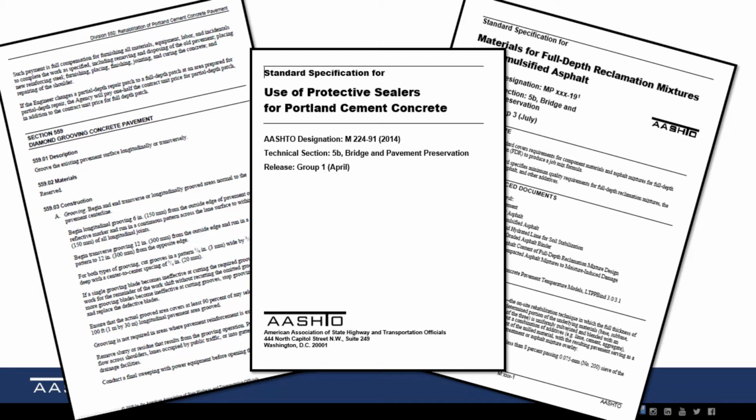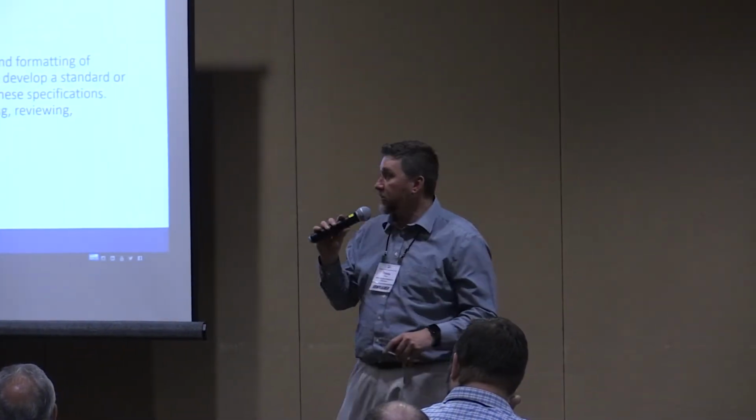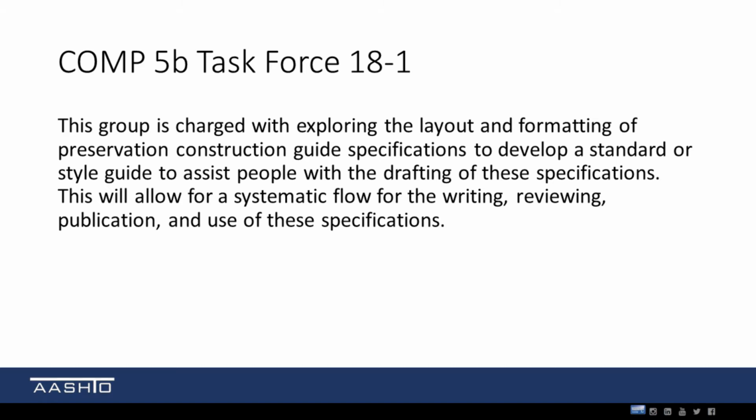As we started getting standards submitted, we found they all looked very different. Some people put it together just like the construction guide manual. Some people put it together like a materials standard. We started seeing all sorts of different things, and that in itself is a problem. How are we going to review a standard if it comes in different all the time? So in our committee in 5B, we decided to come up with a special task force, and the group was charged with exploring the layout and the formatting of preservation construction guide specs to develop a standard. This will allow for a systematic flow for writing, reviewing, and publication of these standards.